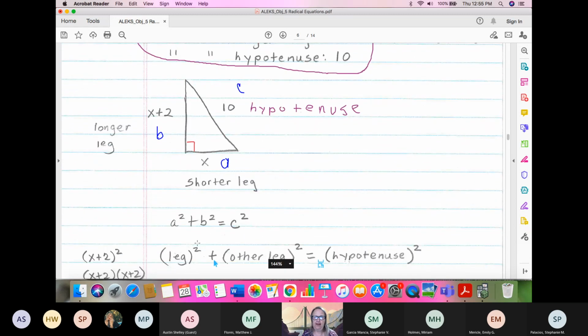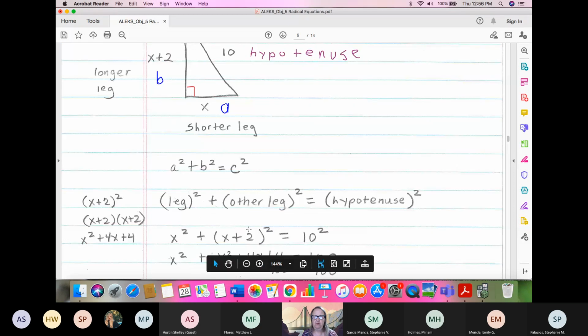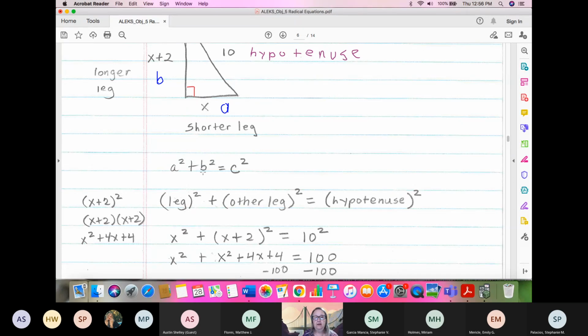So we have our Pythagorean theorem right here. Definitely want to know that for the test. And how do we deal with this? If you want to look at it this way, and if you understand it this way, that's great. You could look at the A squared as one leg squared, plus this B squared as the other leg squared, equals this C squared, which is the hypotenuse squared.